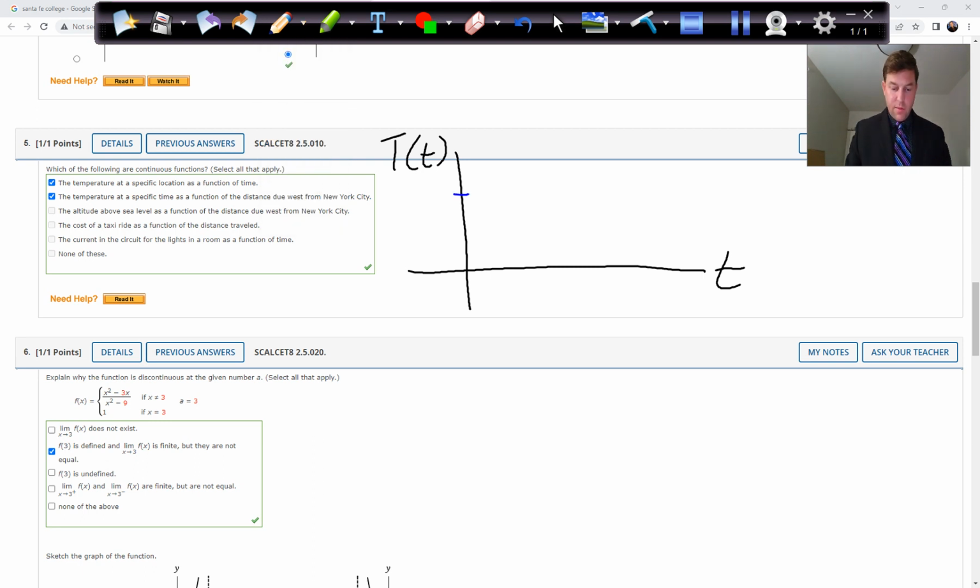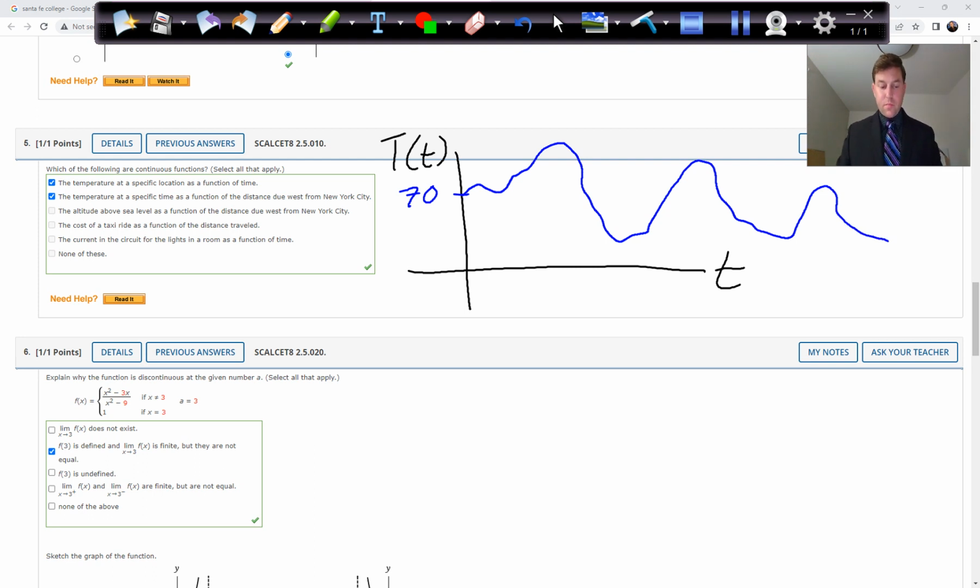and depending on where you are, so let's say we're in Florida, so it tends to be around 70 degrees. And we start our stopwatch, it's exactly 70 degrees, and then it kind of goes up, and then it goes down, and then it goes up, and then it goes down throughout the day and throughout the year, something like that. That is continuous. So there's no jumps, there's no holes, there's no drastic changes. It's just going to be kind of a smooth curve that's going to go up and down as time marches along.